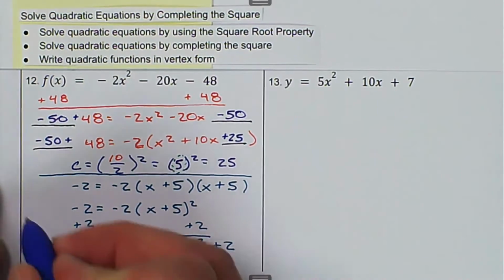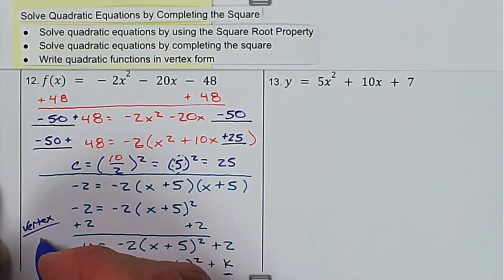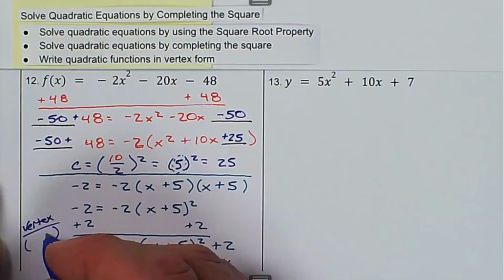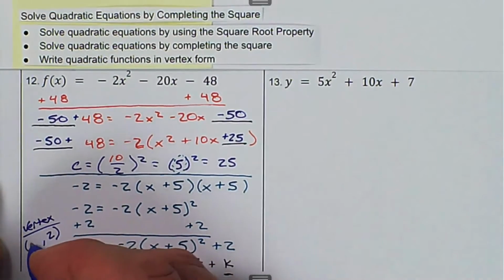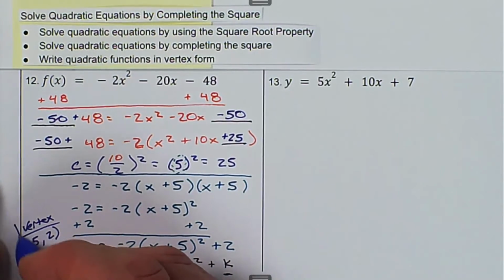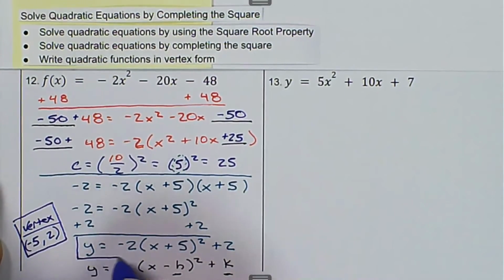So our vertex, we can write it over here. Remember, the k value is straightforward, and that represents our y portion of the vertex. So that's going to be 2. And our x value is backwards because of that negative. So we see positive 5 in the equation, but really it's backwards, so it's going to be negative 5. So that's our vertex, and this is our vertex form of the equation.